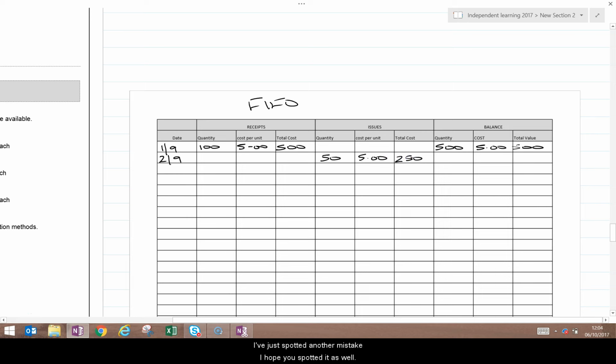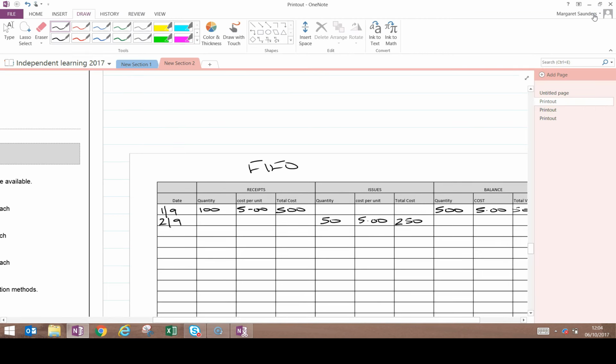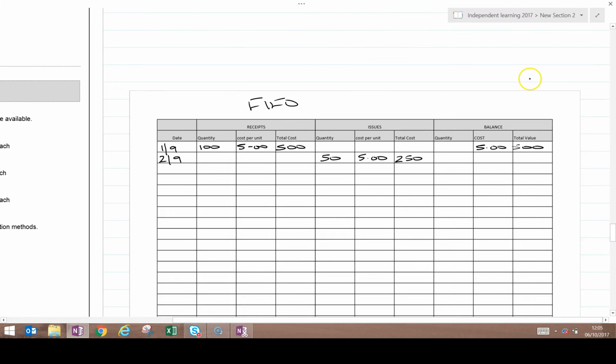So I've just spotted another mistake. I hope you spotted it as well. I need my rubber. This here is not 500. We had 100. We've issued 50, so that leaves us 50 left in stock, £5 each, so that is £250.